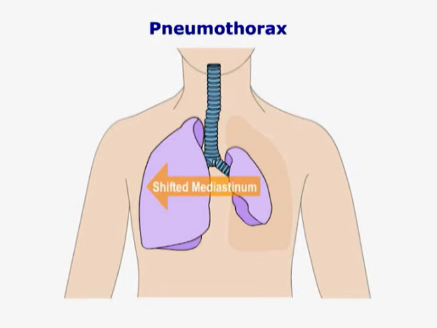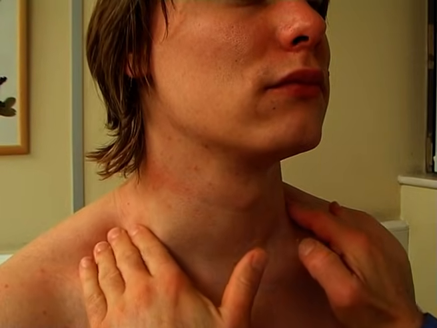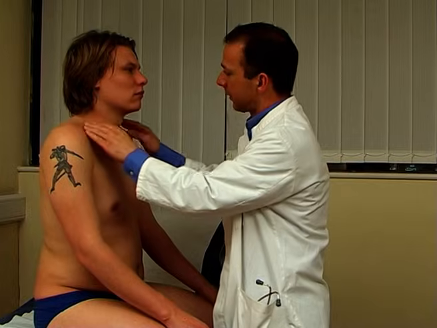Pneumothorax pushes the mediastinal contents away from the lesion. Likewise, a large effusion will push the mediastinum away from the lesion. Next, we feel for the supraclavicular lymph nodes. Elevating the shoulders may assist you in the palpation of the supraclavicular fossa.